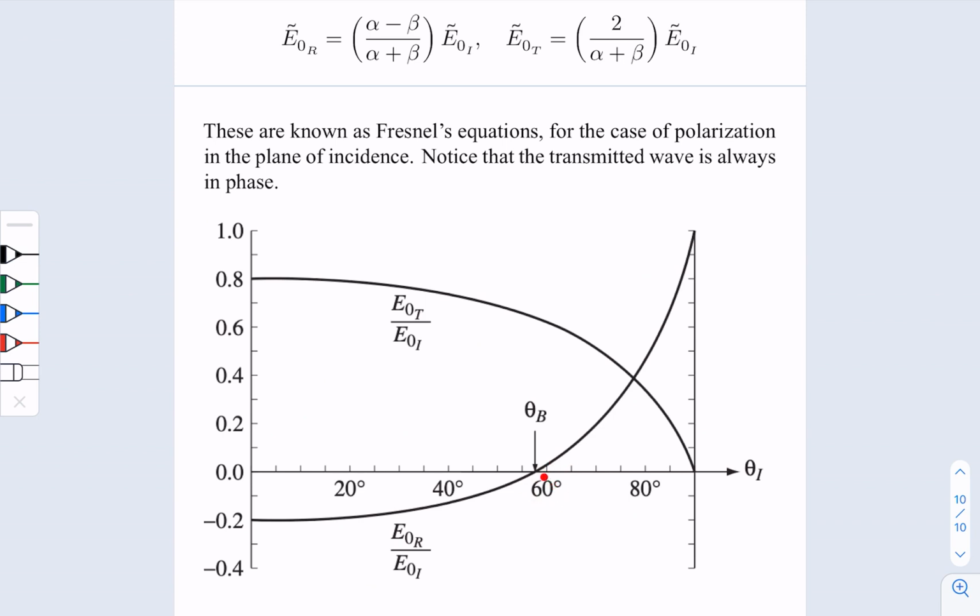So for this angle, if you send in polarized light, where the light polarization is in plane or parallel to the plane, then you actually expect that there won't be any reflected light. So all the light will be transmitted into the media. So this is not quite intuitive, right?